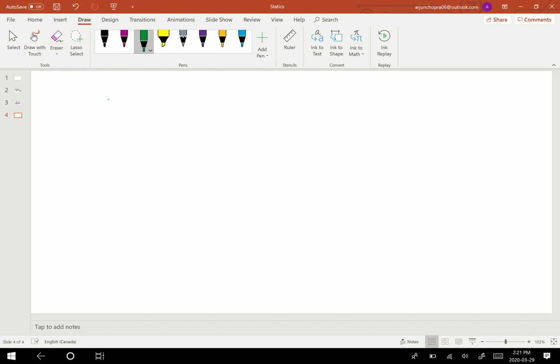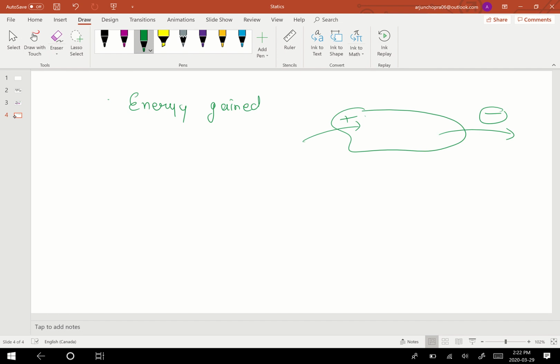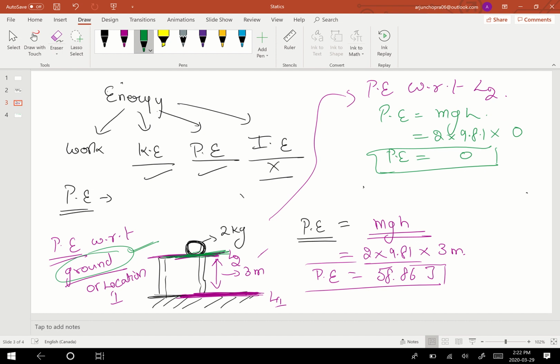Now if I go into a little more detail of potential energy, before I get into that, regarding energy gained: although it's a scalar quantity, there is some sign convention which we need to follow. Energy gained will be considered as positive, and energy taken out of the system will be considered as negative. All right.